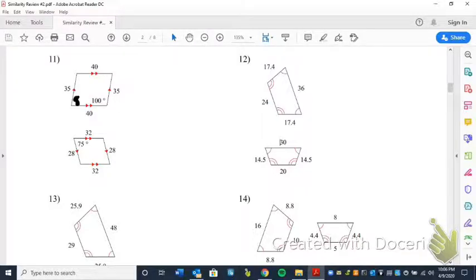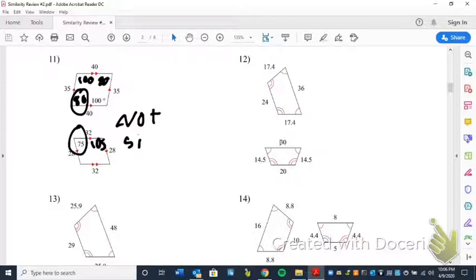So for number 11, we go 180 minus 100, and that gives us 80. And so we can just sketch in the four angles there. We then can go down to the second part and go, okay, if that's 75, then that's got to be 105. So because we have differing angles here, they're not similar.